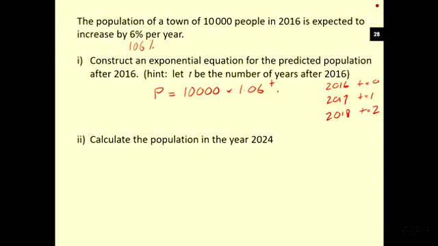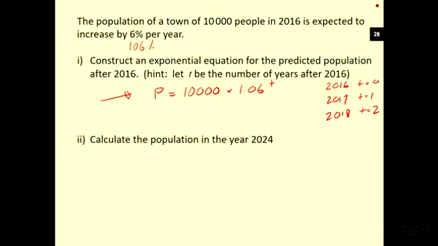I've got to raise that to the actual year since year 0, where Jesus' birthday or something. I just want t to the naught to be the start, t to the 1 is 1 year later, t to the 2 is 2 years later. So that's exactly what we've done. So if that makes sense, perfect. Initial population, keep getting times by 1.06 for every year after 2016.